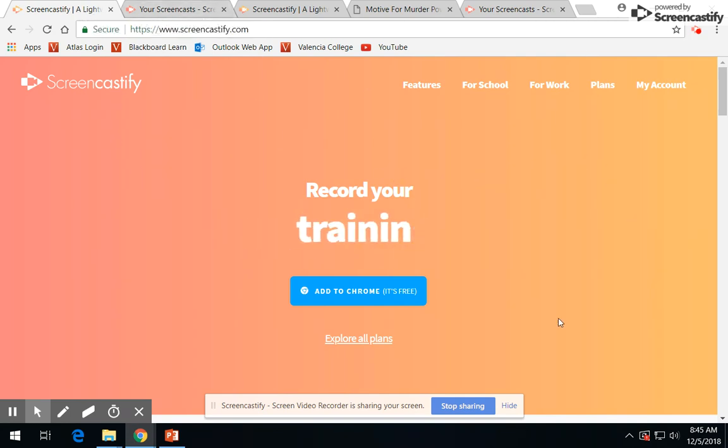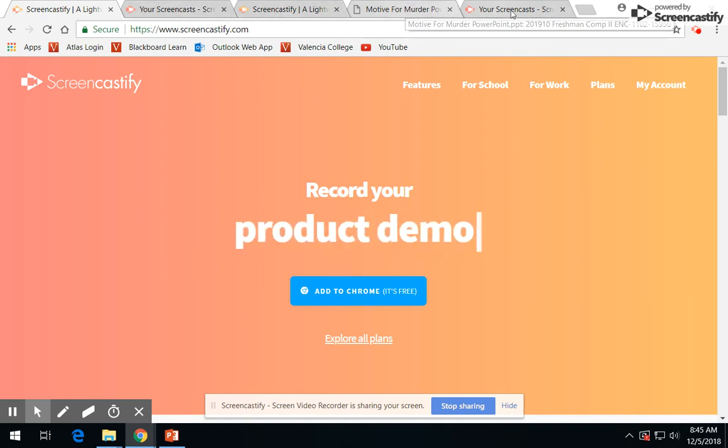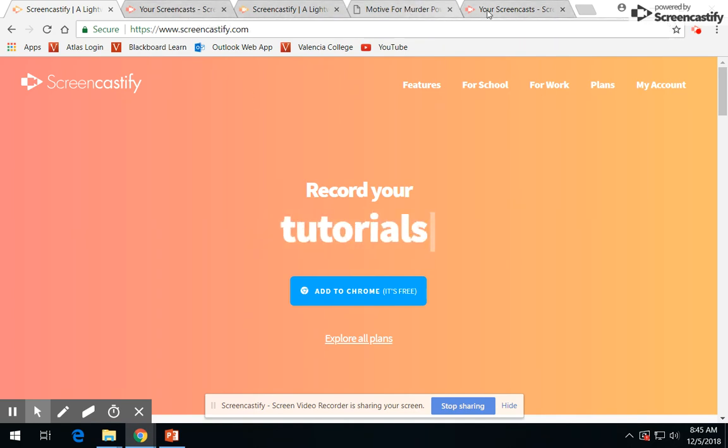Otherwise, you have share full screen, which is what I have on. So you can see all these different tabs are open up here. It doesn't matter, use whichever one you want. I just use the full screen so I can move back and forth between different tabs. The third option is your webcam. So if you want to do a video presentation with yourself on there, then that is fine as well.